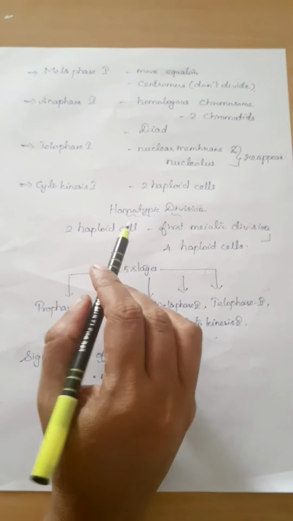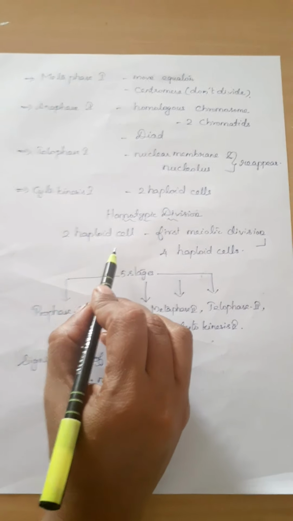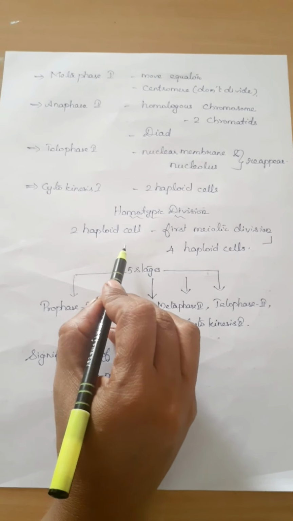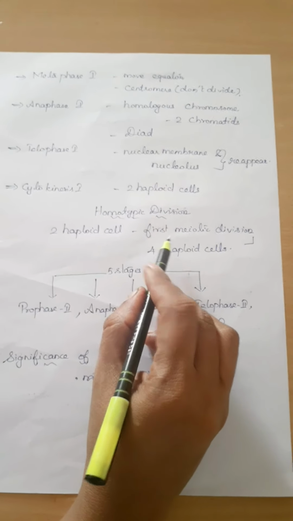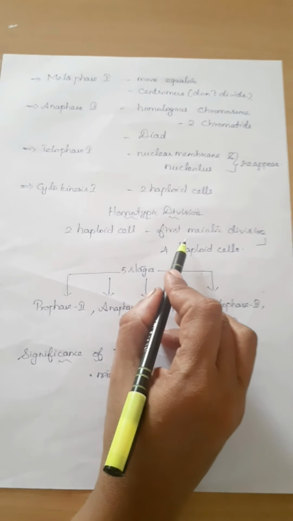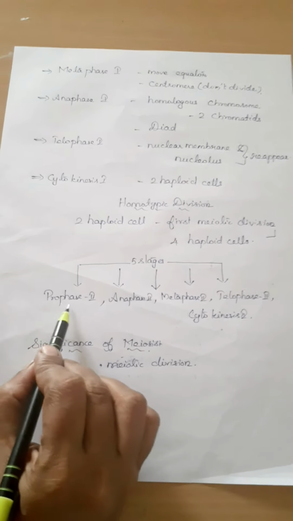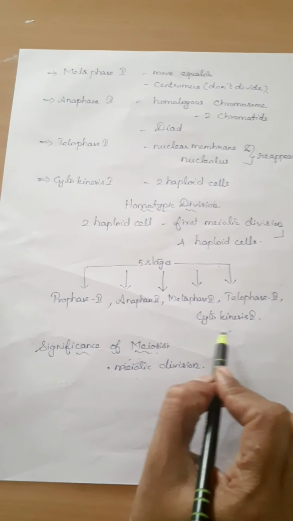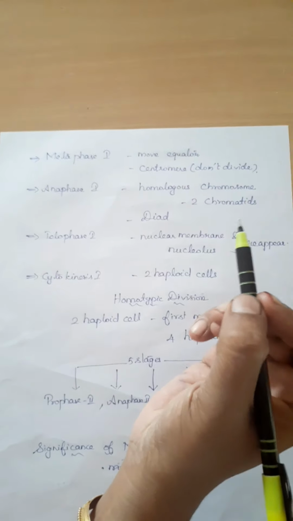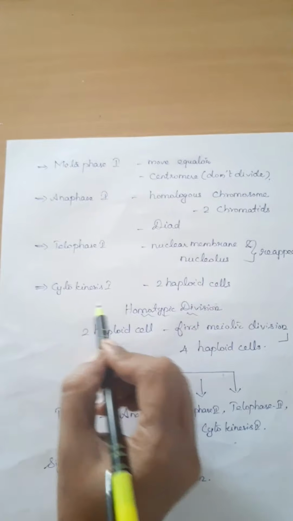Next we are going to learn about the homotypic division. In this division, the two haploid cells formed in the first meiotic division are divided into 4 haploid cells. It consists of 5 stages: prophase 2, anaphase 2, metaphase 2, telophase 2, cytokinesis 2. First, we are going to learn about metaphase 1, anaphase 1, telophase 1 and cytokinesis 1.